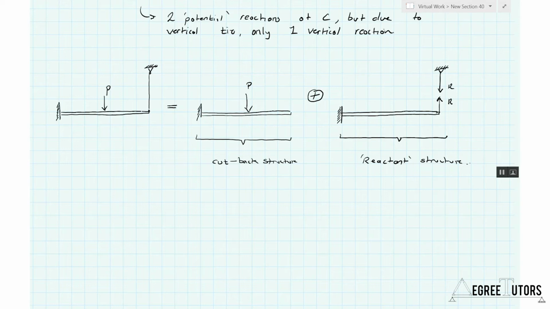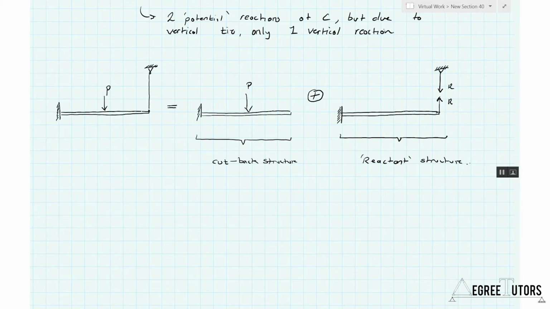So we start off with our complex structure on the left-hand side, and if you look at that, we said it was equivalent to a simpler cutback structure, which was just a cantilever, statically determinate, plus some other cantilever structure where we've reapplied the force that we took away. So we took away the tie force to produce our cutback structure, and then we need to add that back in to produce the same structural effect. We need to add that force back in, and that's our reactant structure where we've added the force back in.